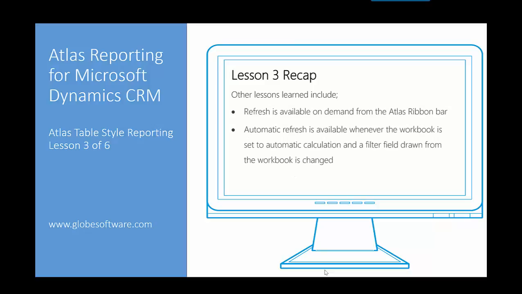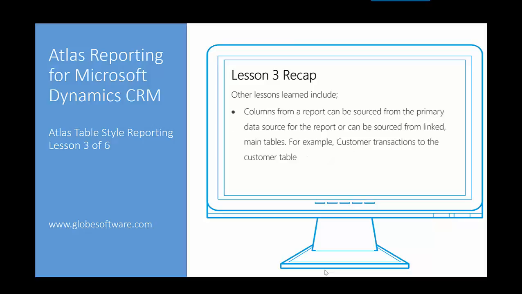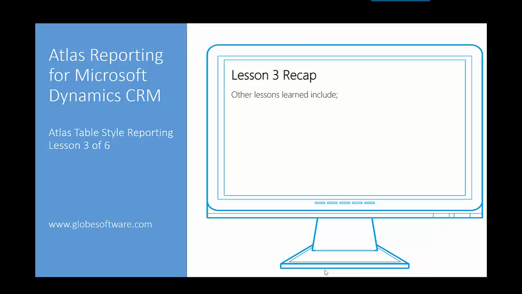Refresh is available on demand from the Atlas ribbon bar. Automatic refresh is available whenever the workbook is set to automatic calculation and a filter field drawn from the workbook is changed. Columns from a report can be sourced from the primary data source for the report or can be sourced from linked main tables, for example, customer transactions to the customer table. Numeric columns can be totaled, different operations can be performed, and these include a sum or a count.